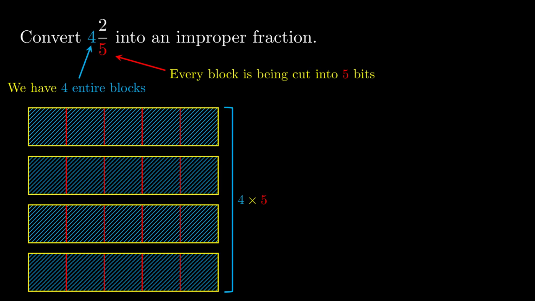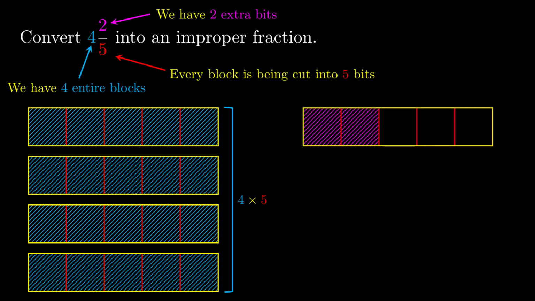We haven't dealt with the 2 yet. We've sort of talked about the 5, we've done the 4, we haven't dealt with the 2 yet. What the 2 is telling you is that we have 2 extra bits. So we need to imagine a new block, but we're not taking the whole block, we're only taking 2/5, 2 out of 5. So we have to add these 2 bits to the ones we've already got.